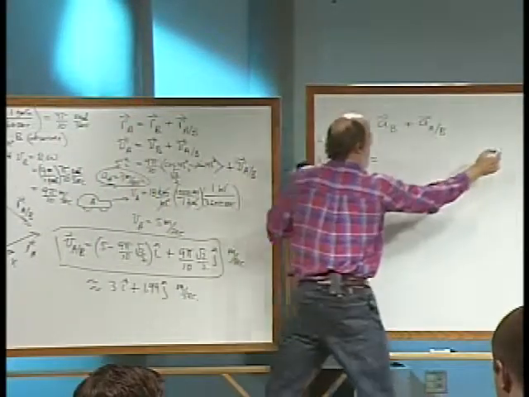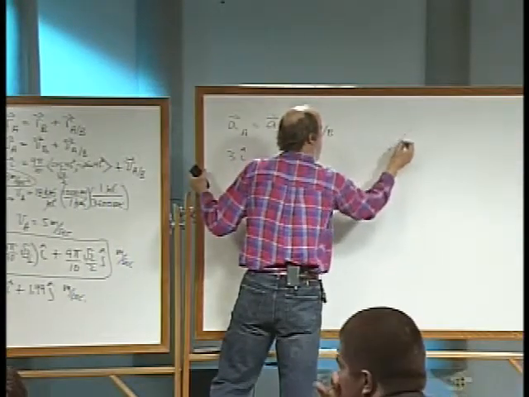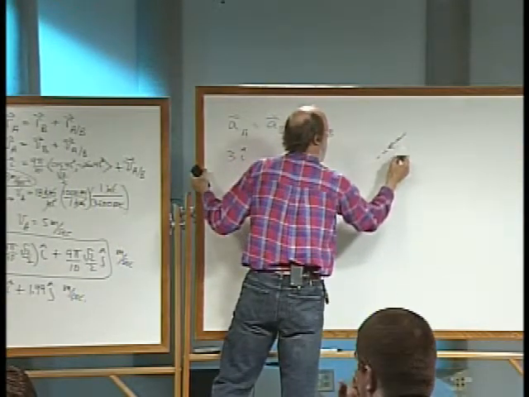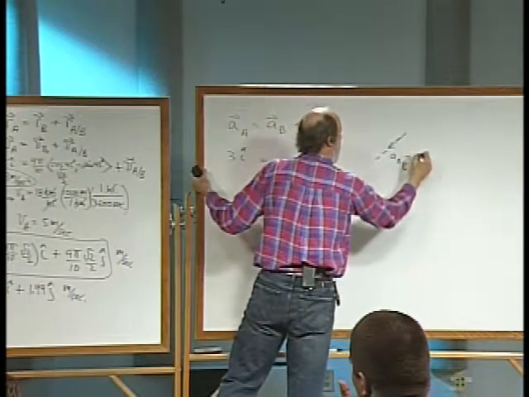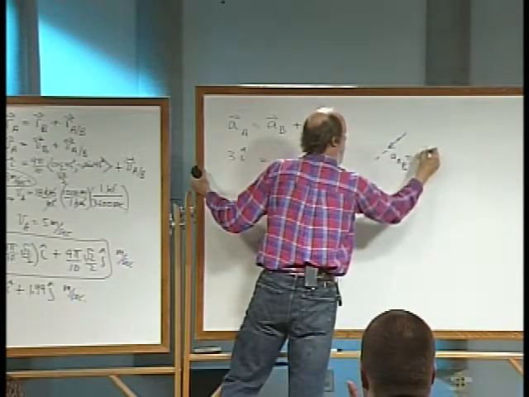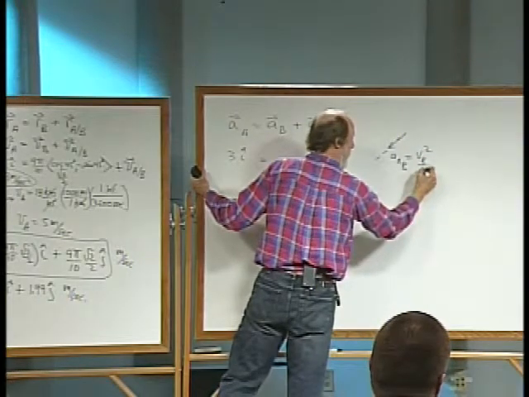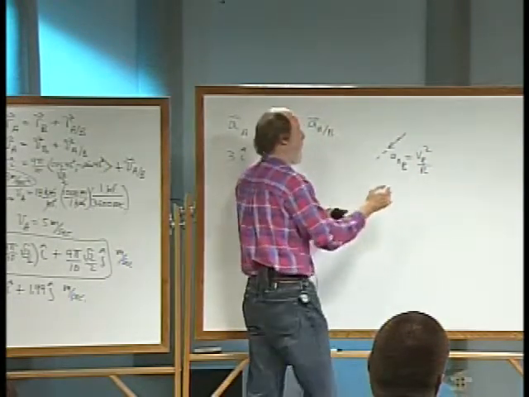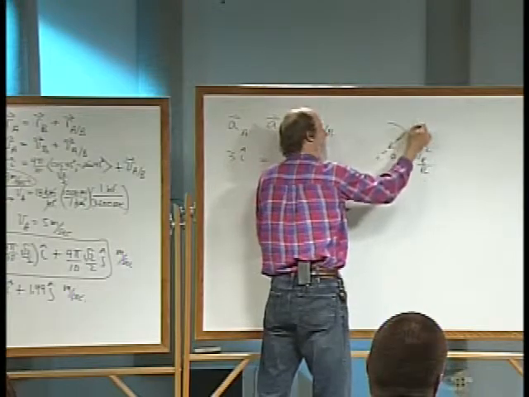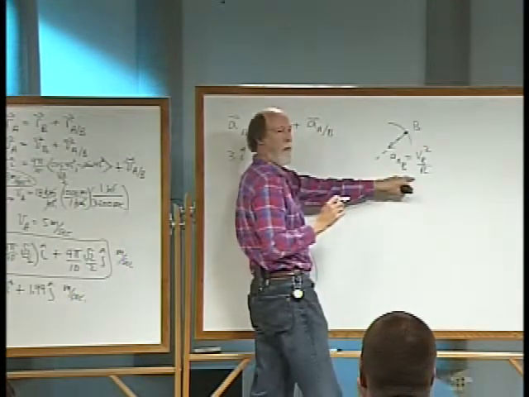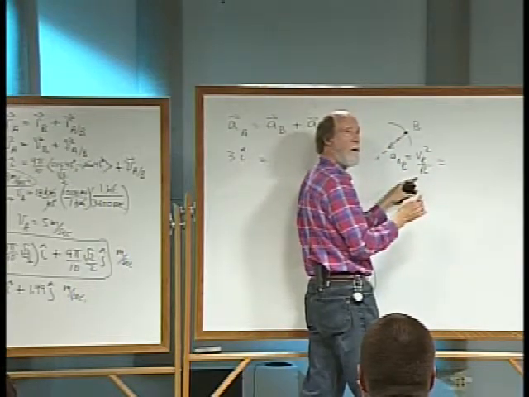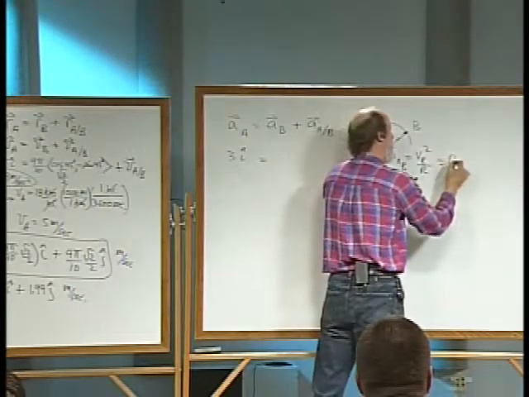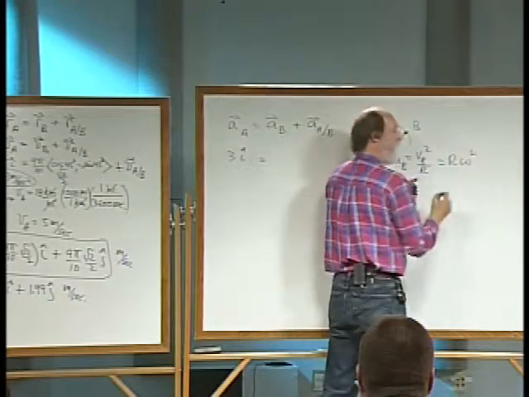Let me go ahead and draw a little sketch here. We have this normal acceleration of B, which we know is the velocity of B squared over R for circular motion. Right? Another way of writing that is what? R theta dot squared, or R omega squared.